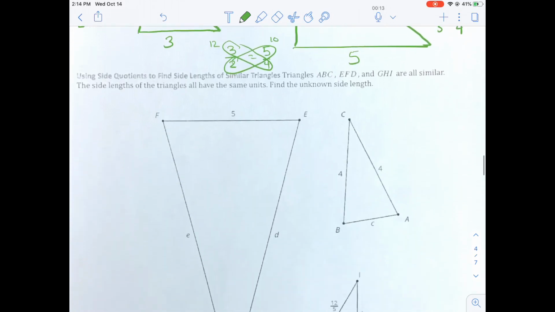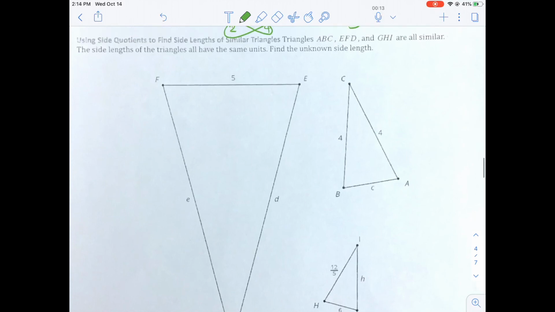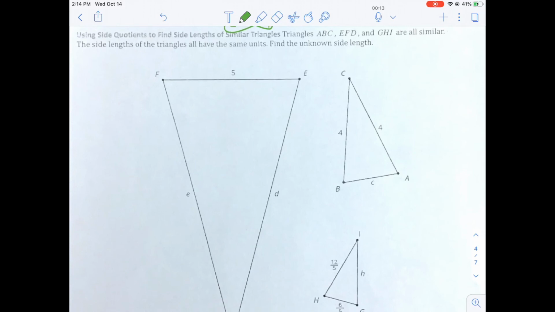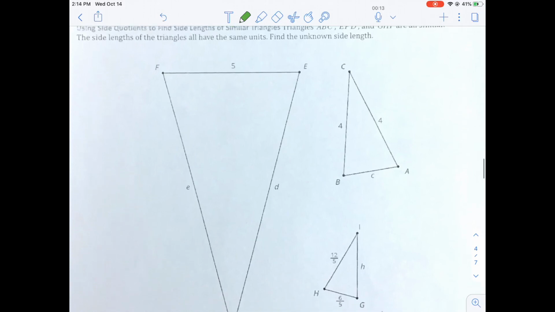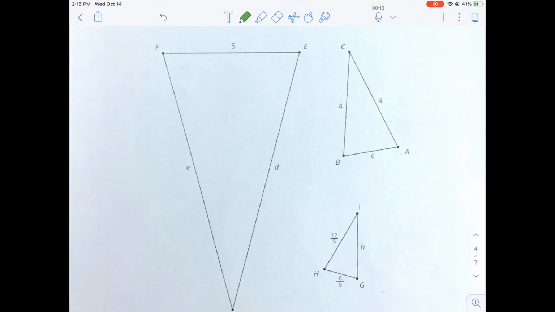All right, so let's look at a little bit more advanced problem. We've got 3 triangles here, ABC, EFD, GHI, and they're all similar. They're telling us they're similar, so we're not trying to prove that. We know they're similar. It says the side lengths of the triangles have the same units, and find the unknown length. So what they mean here is we've got 4 and 4. Okay, so that means if they're all similar, the sides here are going to be congruent.